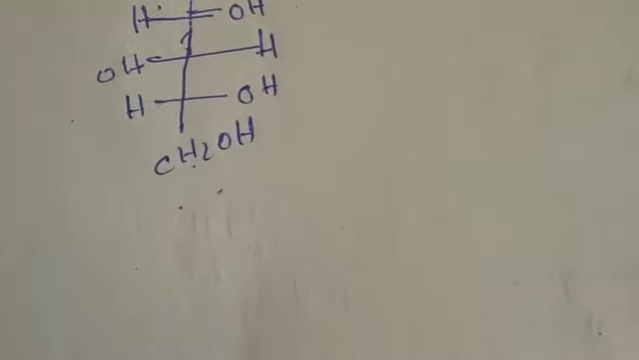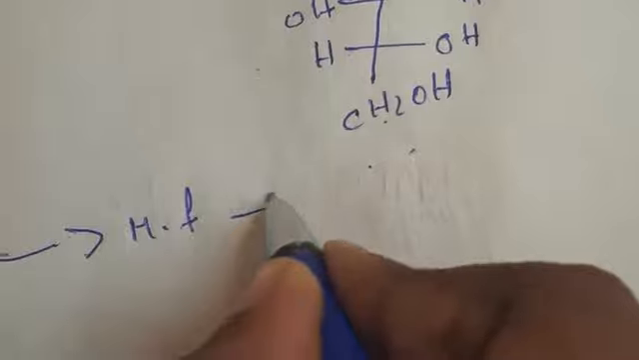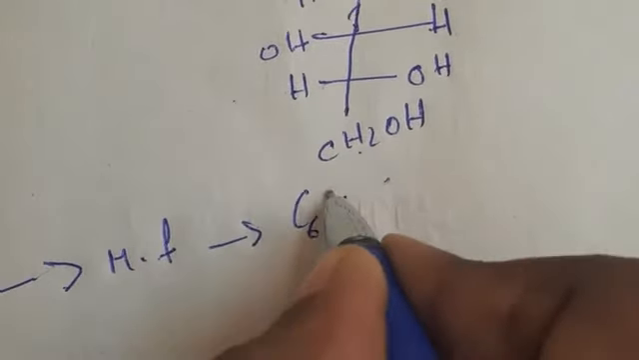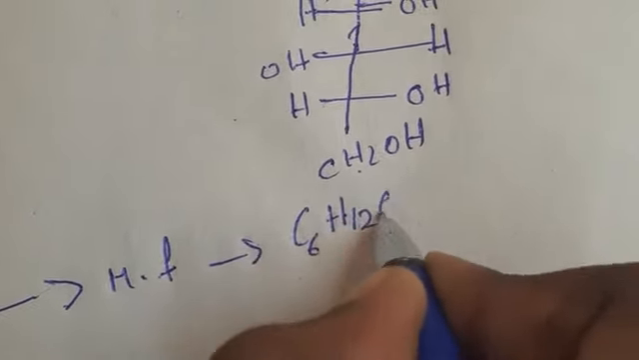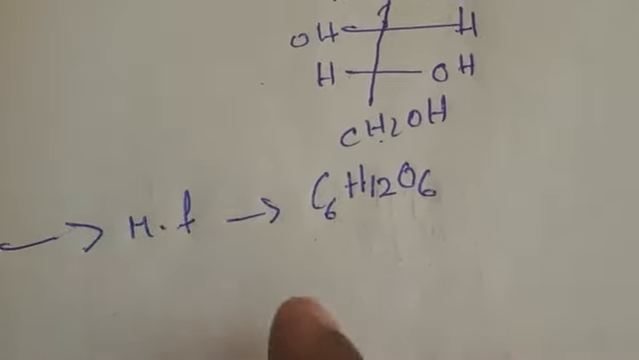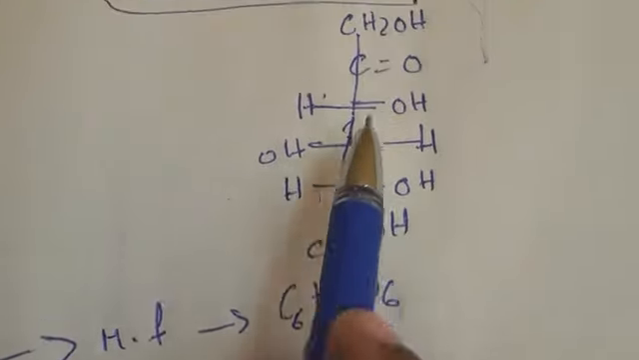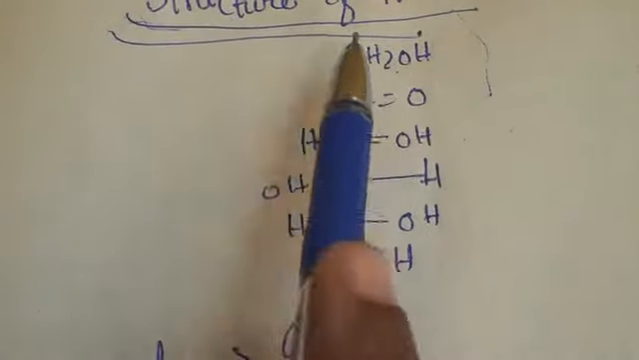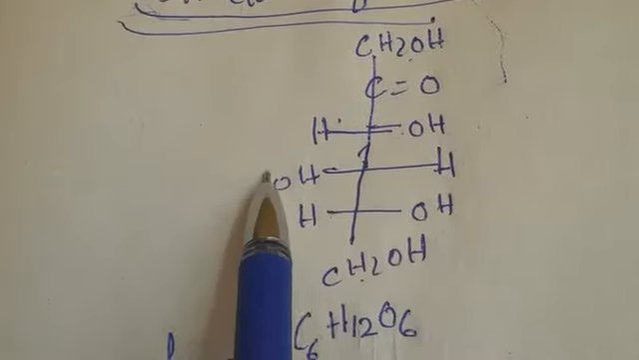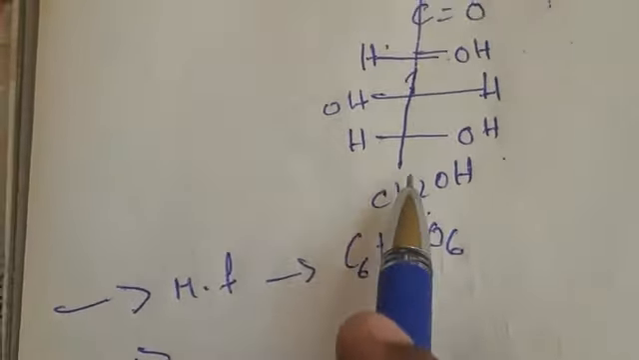Now coming to the first point, the molecular formula of fructose is C6H12O6. This is the molecular formula of fructose, and here 5 hydroxyl groups are present. 1, 2, 3, 4, 5. So what we have to do?